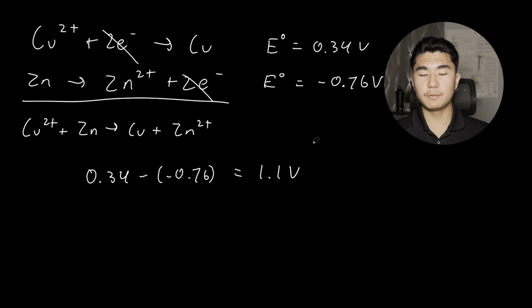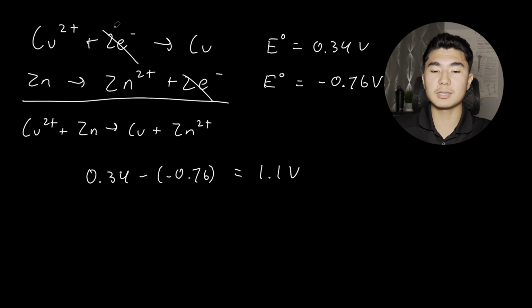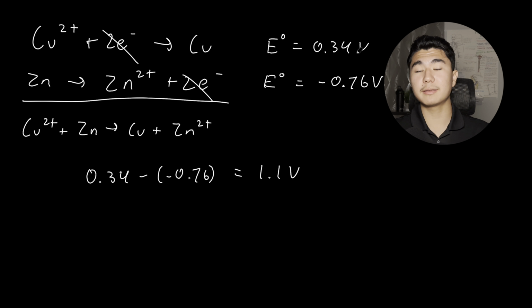If that was confusing in any way, let me break it down a little more simply. We have two half reactions. The first thing we need to do is get our overall reaction, and obviously we need to cancel out these electrons. Looking at our standard reduction potentials helps us understand which one is being oxidized and which one is being reduced. If it's a higher standard reduction potential, it's being reduced. If it's smaller, then it's being oxidized.